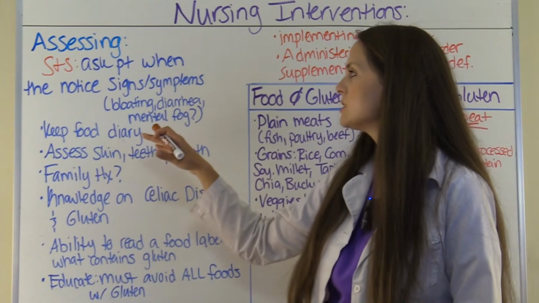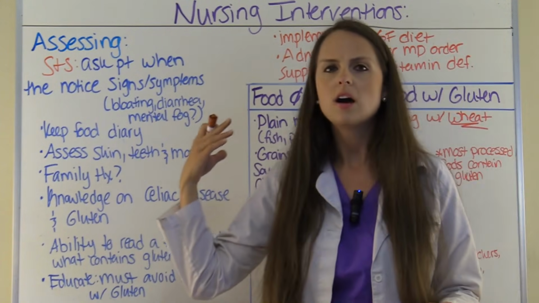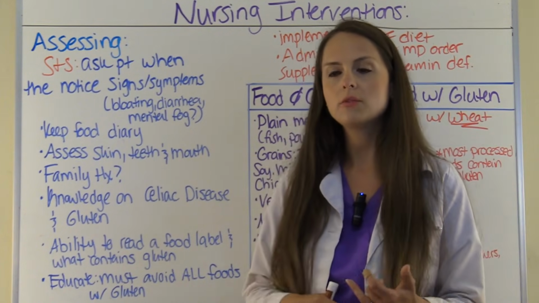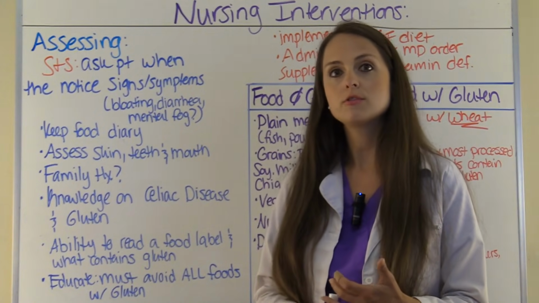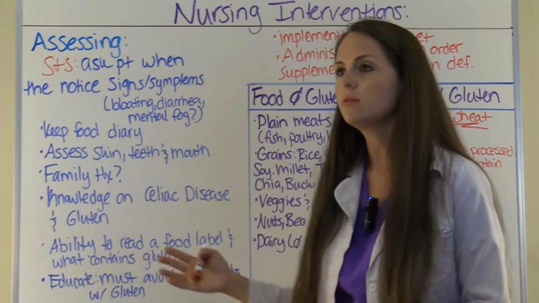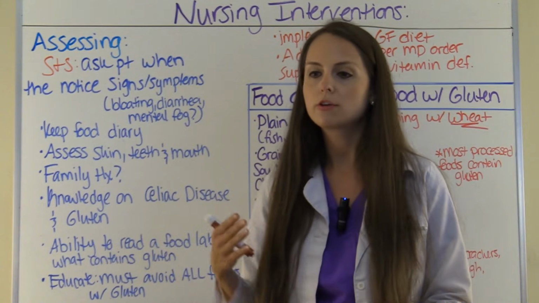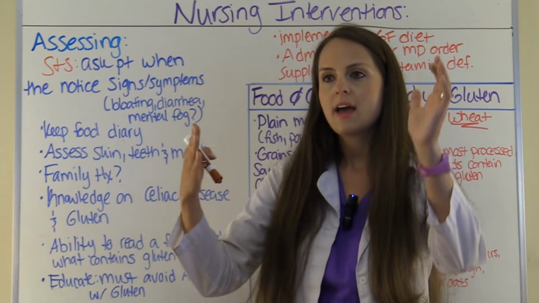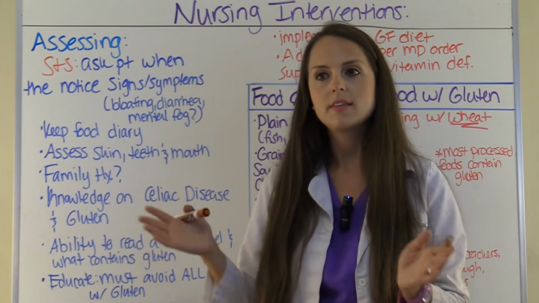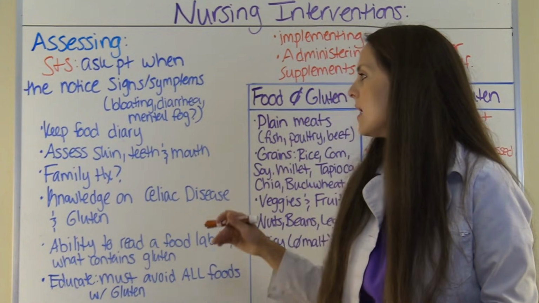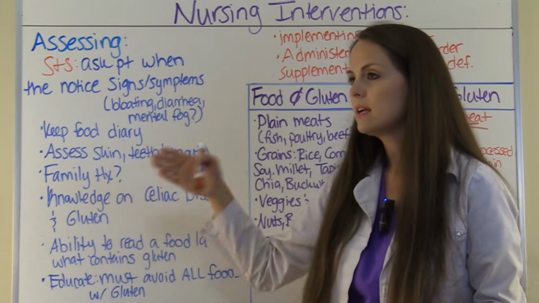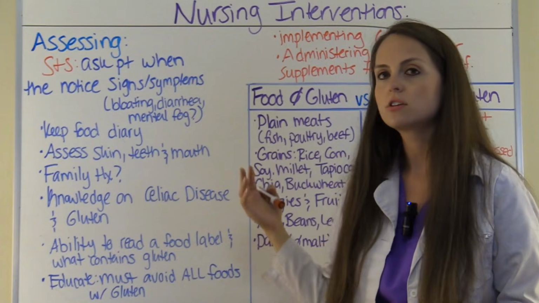So we're going to assess our patient, and if they report, I'm having a lot of abdominal bloating, diarrhea, mental fog, you need to ask them, when do you notice these signs and symptoms? And what foods are you eating whenever these signs and symptoms come on? So you might want to have them keep a food diary along with the signs and symptoms. Whenever you look at that diary, you can see that they ate some pizza, and then they had a sandwich, which is all high in wheat, and then they had these signs and symptoms. So it's correlating. Assess their skin for that dermatitis herpetiformis, their teeth for any enamel changes, or their mouth for any sores in there.